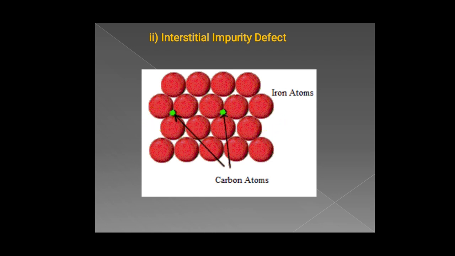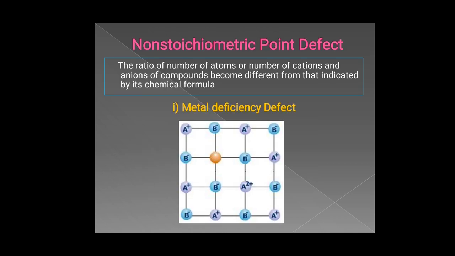So this is how it imparts a defect, that of course is purposely imparted to make the steel. But this is the defect, where the carbon atoms occupy the interstitial spaces in the array of the iron atoms. So this is what gives rise to the interstitial impurity defect.